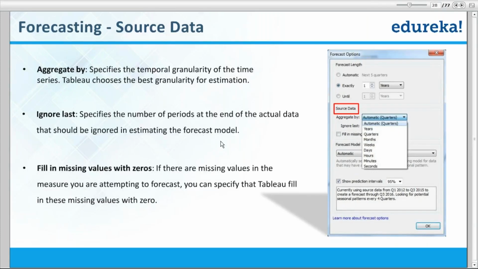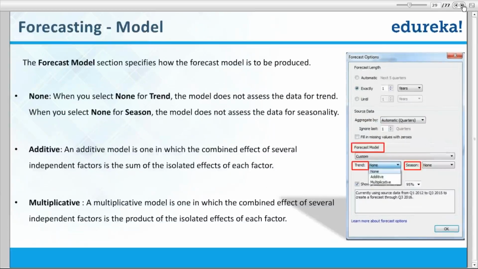Ignore last is basically ignoring the last months of data. How many months you want to ignore? We just saw that we increased it from 1 to 2. Fill in the missing values with 0: if there are missing or null values, you may fill those values with 0. Everything is available in this forecasting.